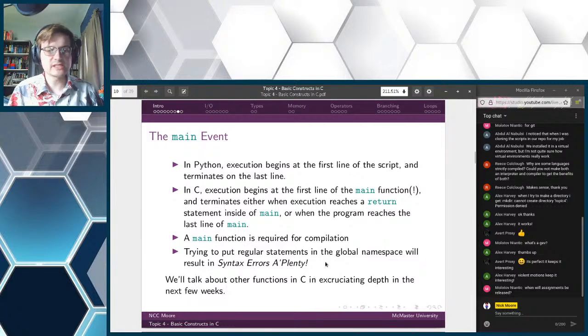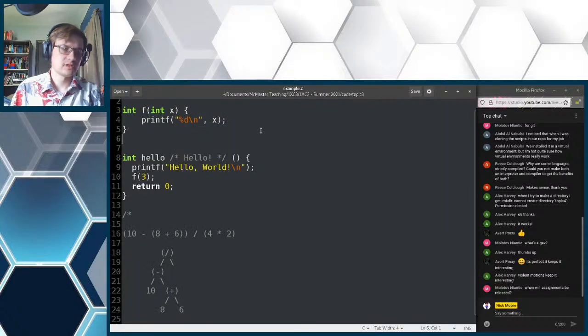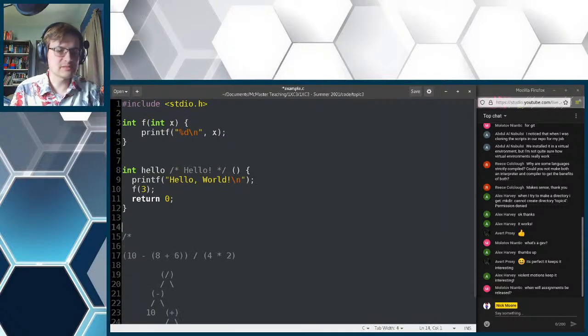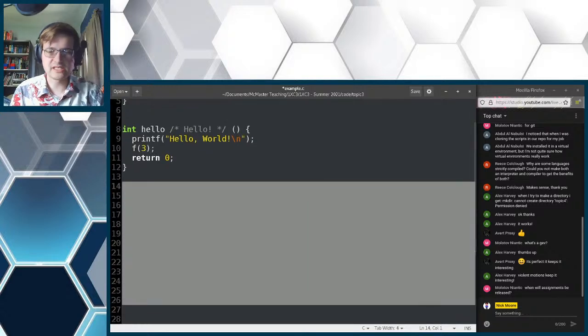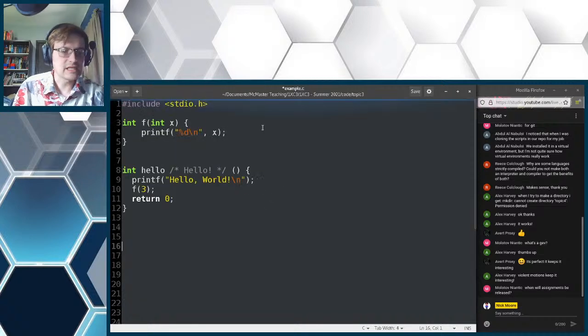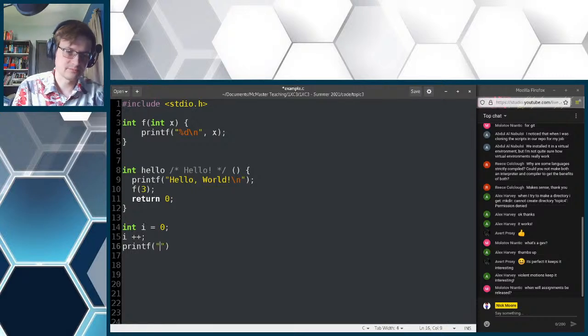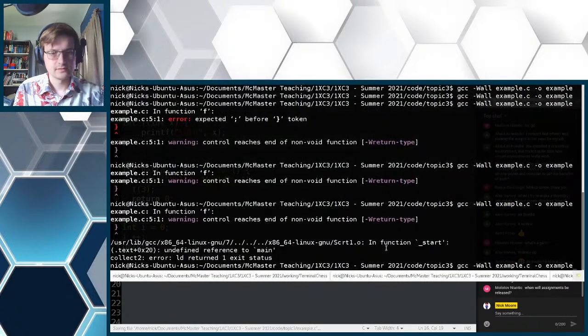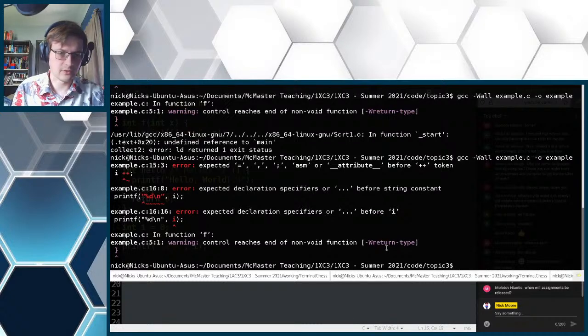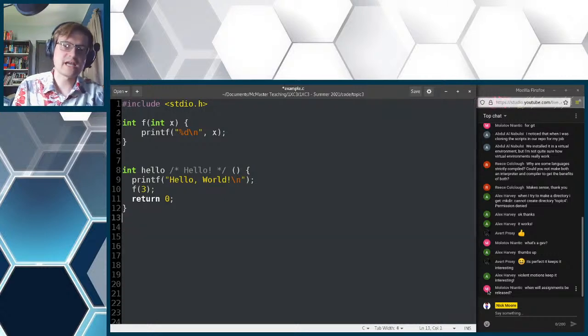Trying to put regular statements in the global namespace will result in syntax errors aplenty. So, in Python, you can use this space here to do general programming. In C, if you try it, you will get, you know, int i equals 0, i plus plus, printf, i, there we go. Errors aplenty. Ta-da! So that's not valid C construction.